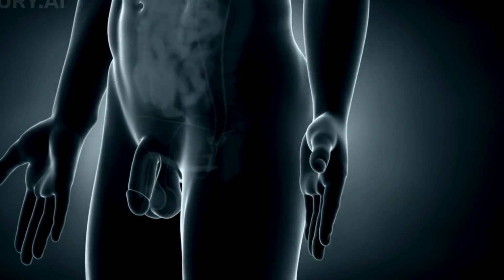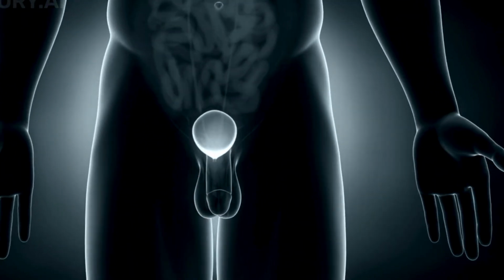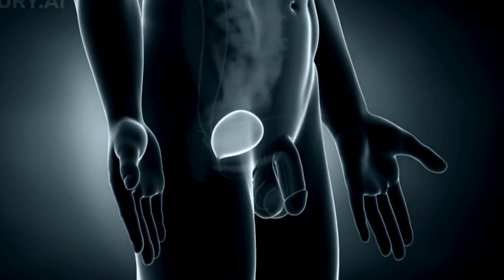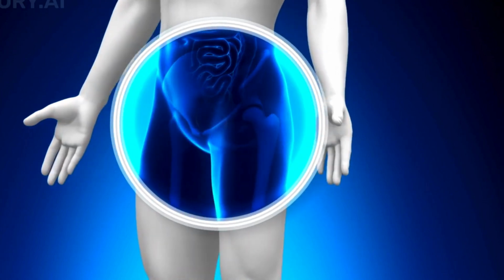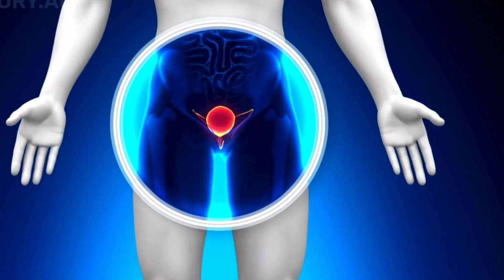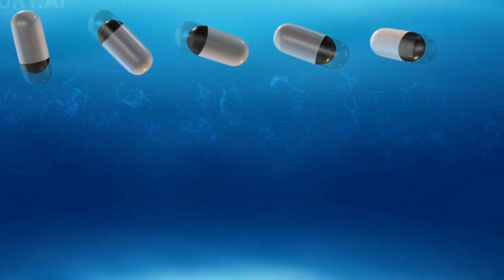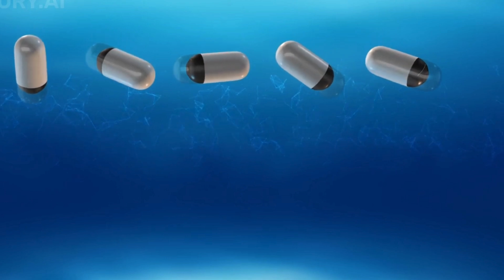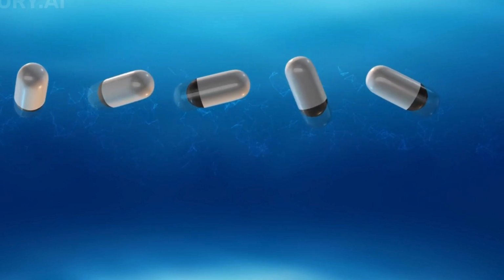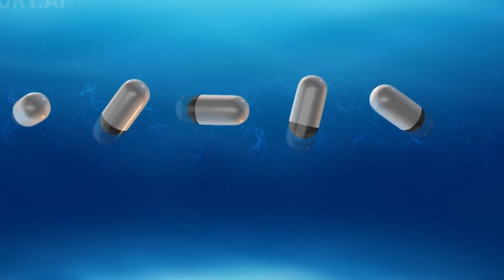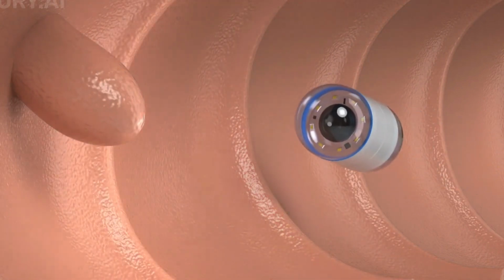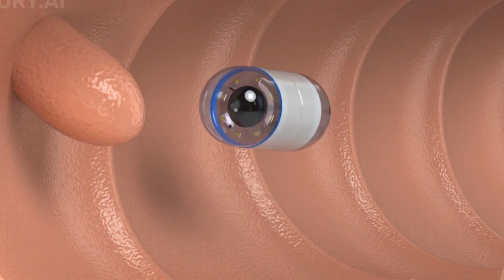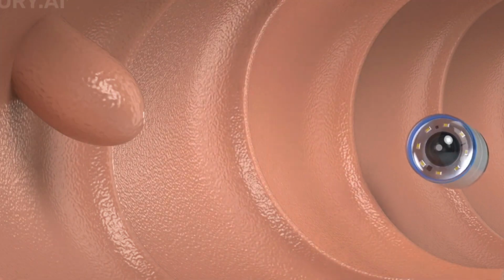5. Cystoscopy. Cystoscopy is used to visualize the bladder and urethra. It helps diagnose conditions like bladder cancer, urinary tract infections, and kidney stones. 6. Capsule endoscopy. In this advanced procedure, a small capsule with a camera is swallowed by the patient. As it travels through the digestive tract, it captures images that help diagnose conditions in areas that are difficult to reach with traditional endoscopy.